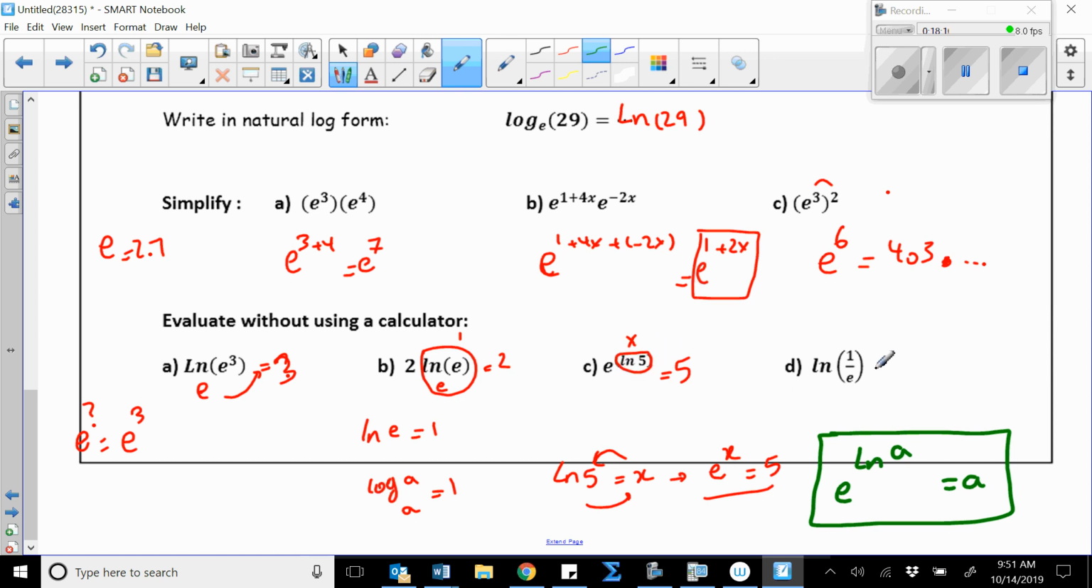Now this one is: what is natural log of 1 over e? It means e to the power of what number is equal to 1 over e. We can write 1 over e as e to the negative 1. So now we can easily say that number is negative 1. So the answer is negative 1.